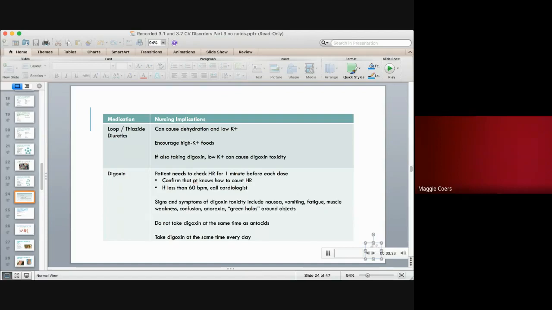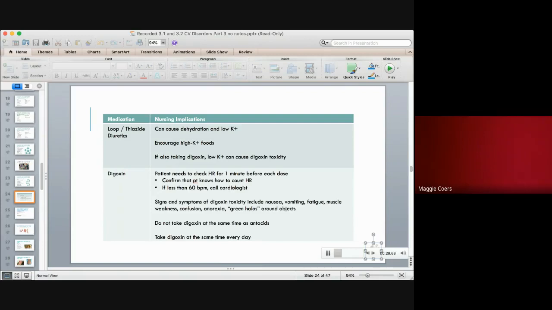So these are the medications that patients with heart failure are on, especially with chronic heart failure, and how we would manage those. So we have Lasix, which is a thiazide diuretic or loop diuretic, and digoxin. Remember we talked about Lasix already. It can cause dehydration because it is a diuretic, and it can also cause low potassium.